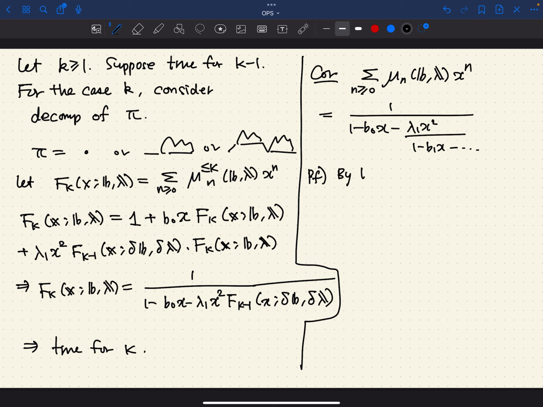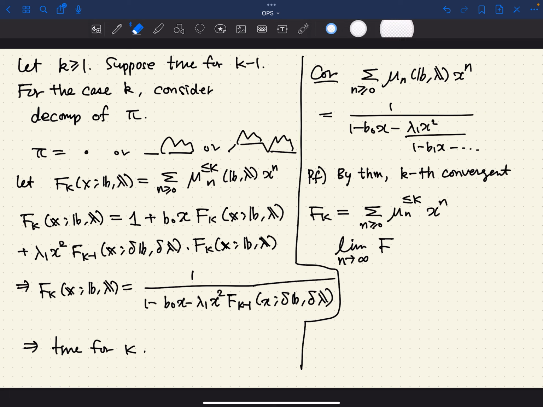So by the theorem, we already know that the kth convergent fk is a generating function for this. Let me omit b and lambda because we don't need to change them. So we need to show this, for k. Is this f? Where I'm going to write this f. This is what we want to know.